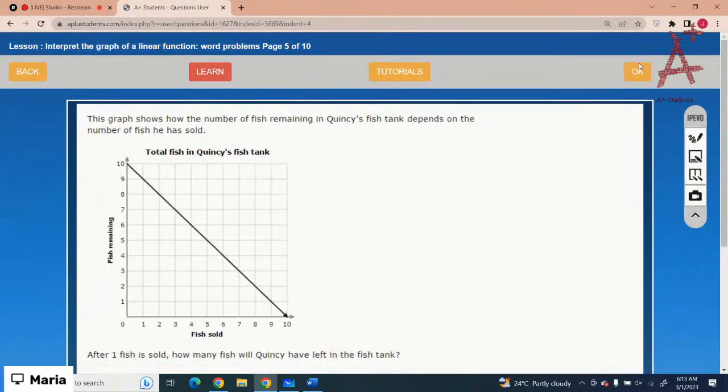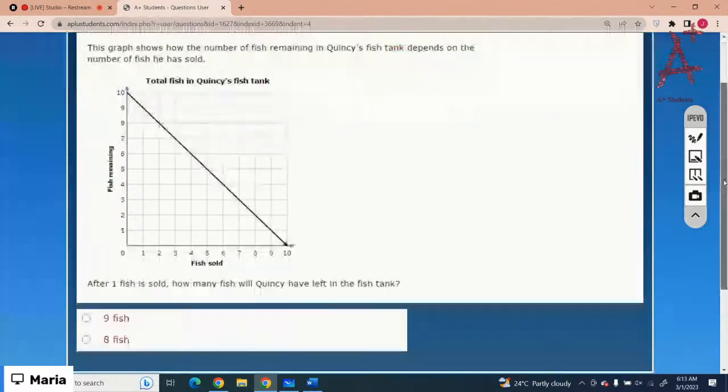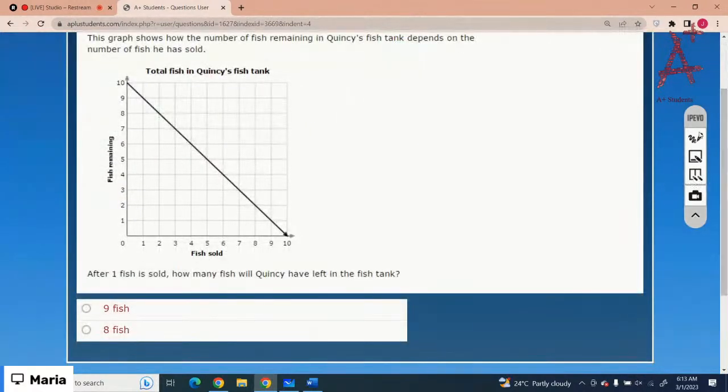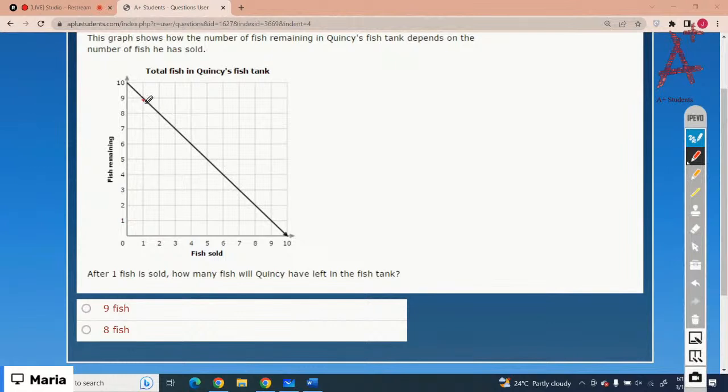Okay, the next one is the graph shows how the number of fish remaining in Quincy's fish tank depends on the number of fish he has sold. After one fish is sold, how many fish does Quincy have left in the fish tank? So just one is sold. Number of fish is on the x-axis and the remaining fish is on the y-axis.